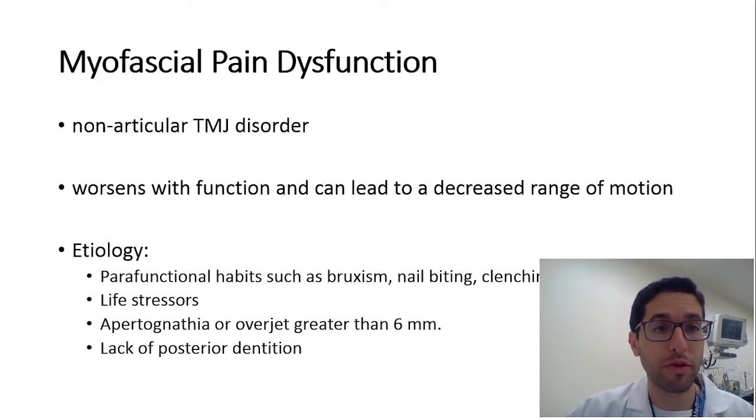Different etiologies can be responsible for myofascial pain, including parafunctional habits like bruxism, nail biting, clenching, and gum chewing. Also, life stressors can be involved. Certain malocclusions, if severe enough, can also indirectly cause extra muscle strain, including apertognathia, that's a fancy way of saying open bite, or an overjet. So both of those malocclusions, when they're greater than 6 millimeters, and then this final category, a lack of posterior dentition. If you only have premolar to premolar and you're missing your molars, that will also cause extra strain on the muscles.